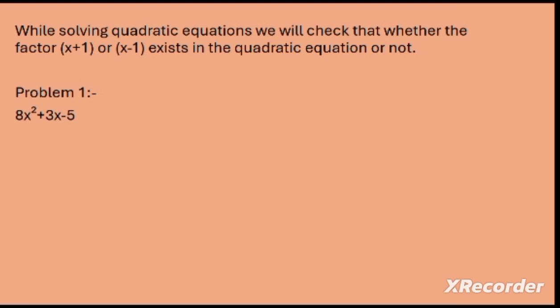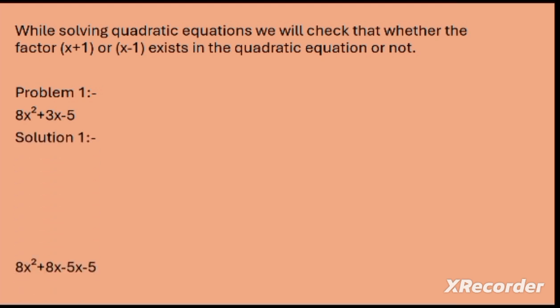The method is very simple. We will not make any changes in the first term, which is 8x square, and we will not make any changes in the third term or the last term, which is our constant term, minus 5. We will make changes only in the middle term, that is plus 3x. We will break the middle term into two more terms. Now let us solve the problem.